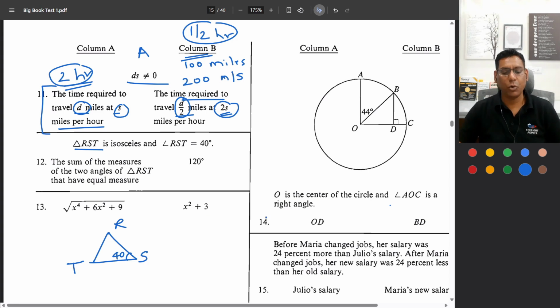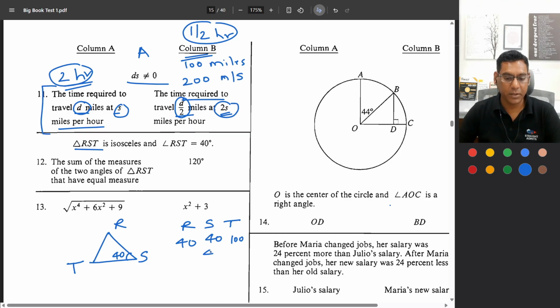Before we even get into column A, what are those possibilities? Let's say RST, so S angle is 40. One could be R and S are equal: 40, 40, and this is going to be 100. That is one possibility. The other possibility is S and T are equal, 40 and 40, and this is 100. Those are the only two possibilities, right?